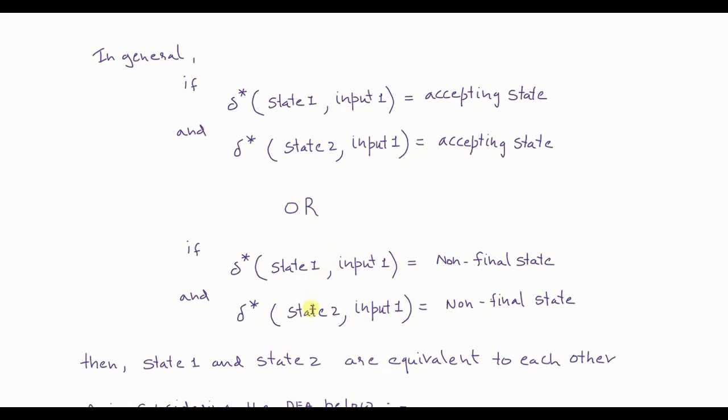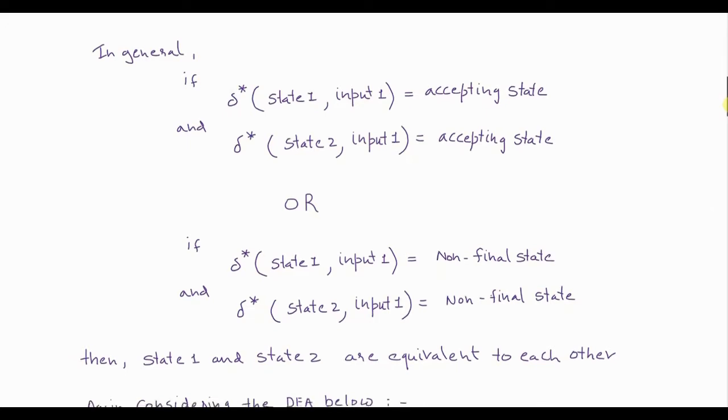since both of them take you to non-final states, then also I can say that state 1 and state 2 are equivalent. So in general, two states P and Q are called equivalent to each other if on reading the same input, either both of them take you to accepting states only, or both of them take you to rejecting, non-final states only. Only then are the two states equivalent.